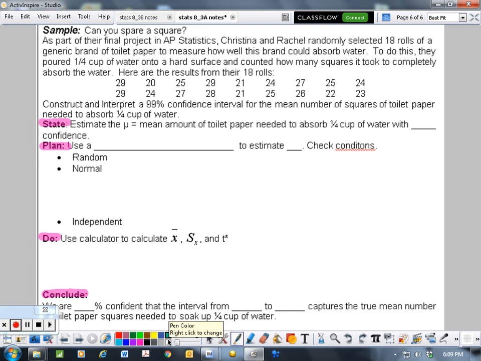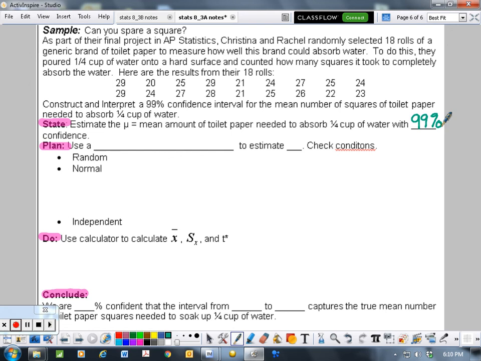As part of their final project in AP Statistics, Christina and Rachel randomly selected 18 rolls of a generic brand of toilet paper to measure how well this brand could absorb water. To do this, they poured 1/4 cup of water on a hard surface and counted how many squares it took to completely absorb the water. Here are the results from their 18 rolls. Construct and interpret a 99% confidence interval for the mean number of squares of toilet paper needed to absorb 1/4 cup of water. So what are we going to do? We're going to estimate the mean amount of toilet paper needed to absorb 1/4 cup of water with 99% confidence.